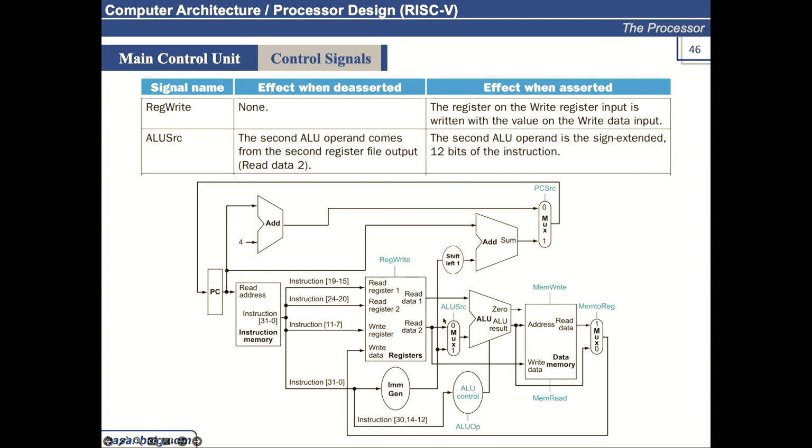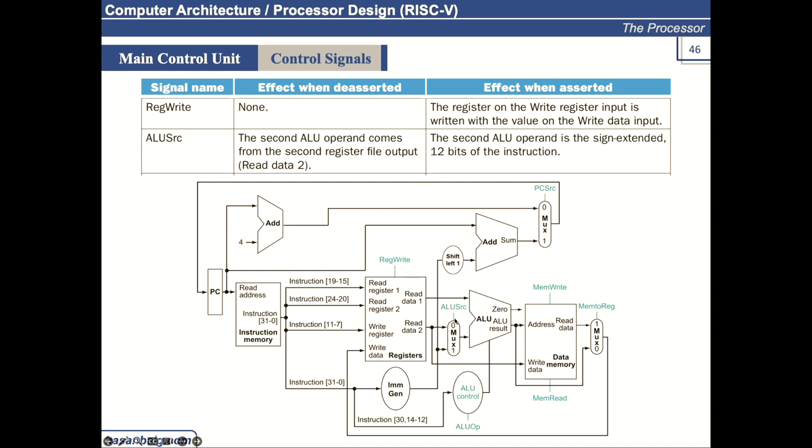Similarly, ALU source. Where is ALU source here? When it is deasserted, or 0, where do you think the second input of the ALU will be coming from? From the register file. What is this ALU source?